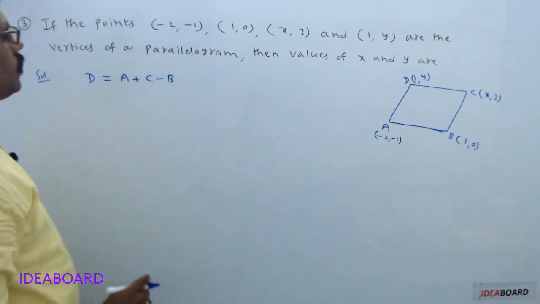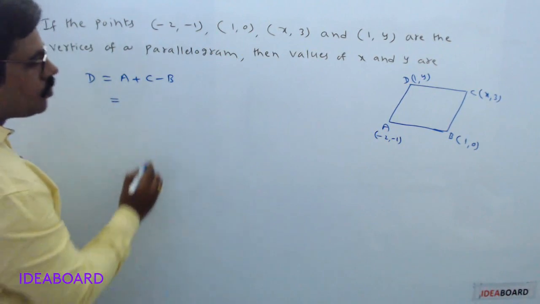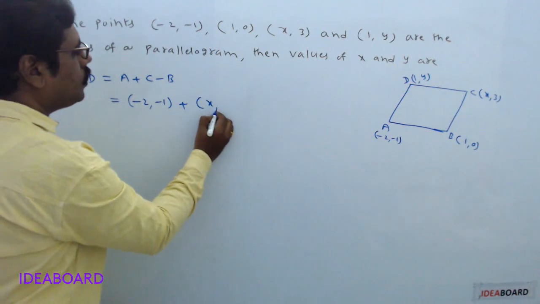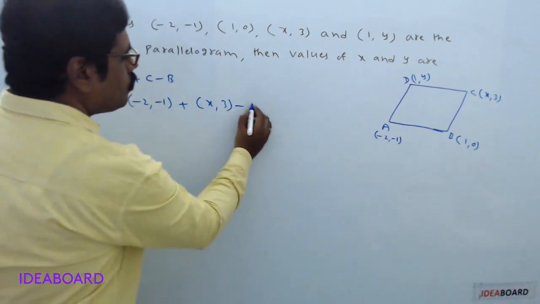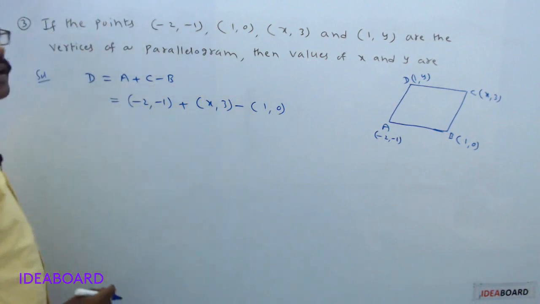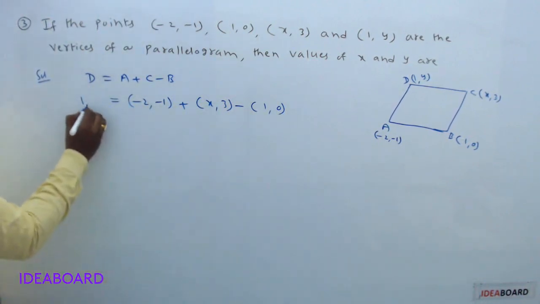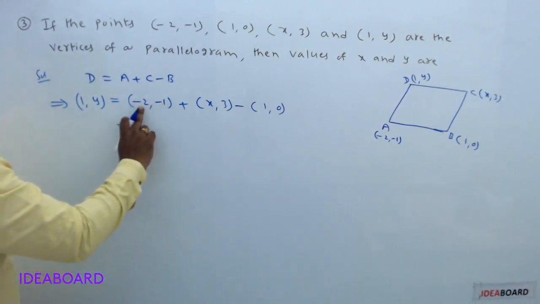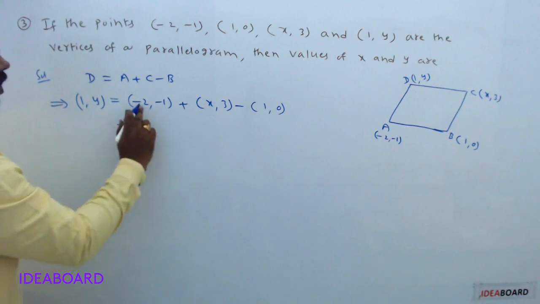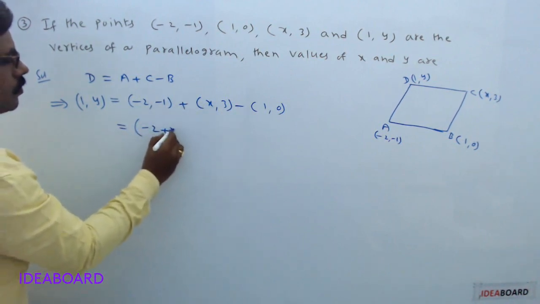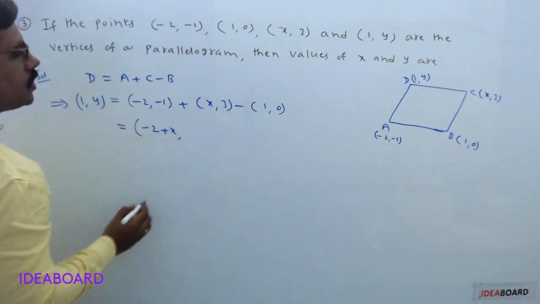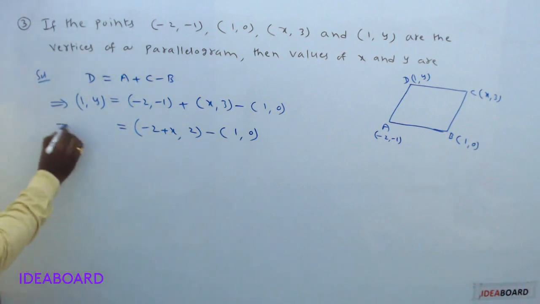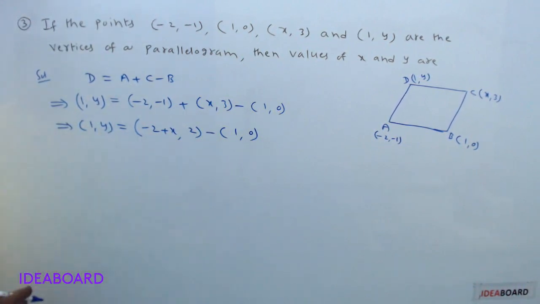Now substitute the corresponding values. What are the coordinates of A? (-2, -1). C point coordinates are (x, 3) minus B point coordinates (1, 0). D point coordinates are (1, y). So this is equal to, first, add the corresponding x coordinates: -2 plus x. -1 plus 3 will be 2. Minus (1, 0). This is (1, y).